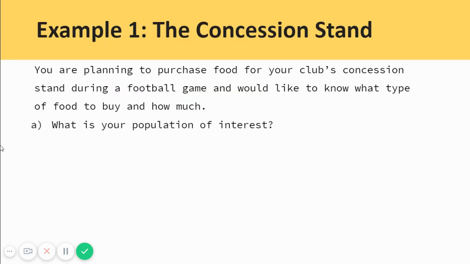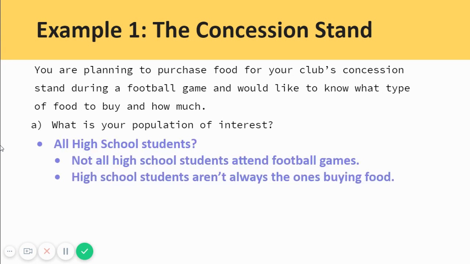Now, let's think about an example. You want to run a concession stand as a fundraiser. You want to know what kind of food to buy and how much food to buy. Okay, what is your population of interest? Is it everybody in Round Rock? Every student at your high school? Does that make sense? Population of interest is going to be the folks who go to the football games.